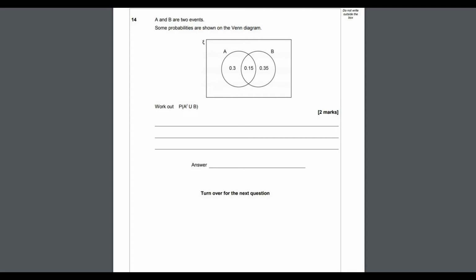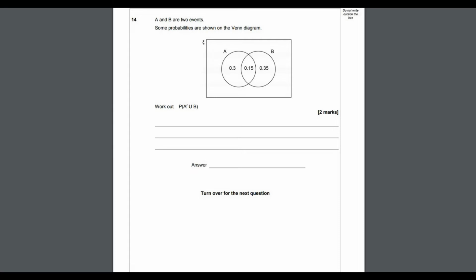Okay, so question 14 is a probability question specifically to do with Venn diagrams. A and B are two events. Some probabilities are shown on the Venn diagram. Work out the probability of not A, basically. So this means A dash, means not A, union B, okay?